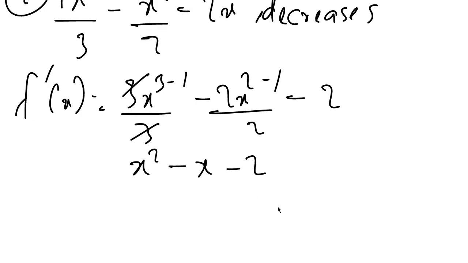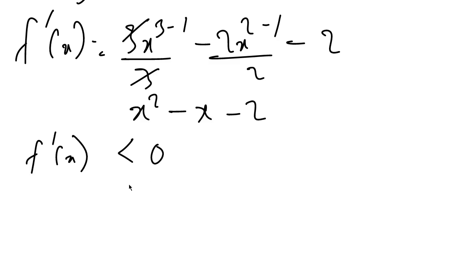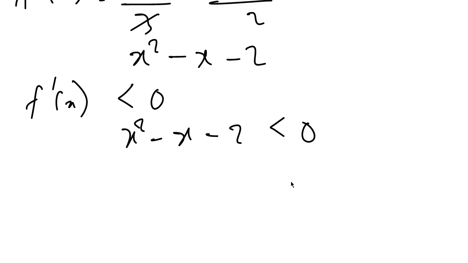So what's the next step? If there should be a decrease, what happens? That means that the first derivative of x should be less than 0. So all you simply need to do is what? x squared minus x minus 2 less than 0. You need to solve this inequality, this quadratic inequality.